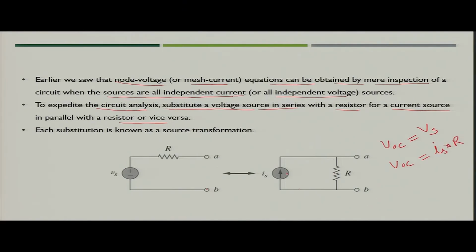Now, as per the property, if both of the circuits are equivalent, your VOC for the first circuit and VOC for the second circuit should be equal. So, you get Vs is equal to Is into R. This is the same thing we got in the previous case: Vs by R is equal to Is. So, you can cross verify that whether it is the short circuit characteristic or the open circuit characteristic, the circuit is equivalent because it is giving the same output.